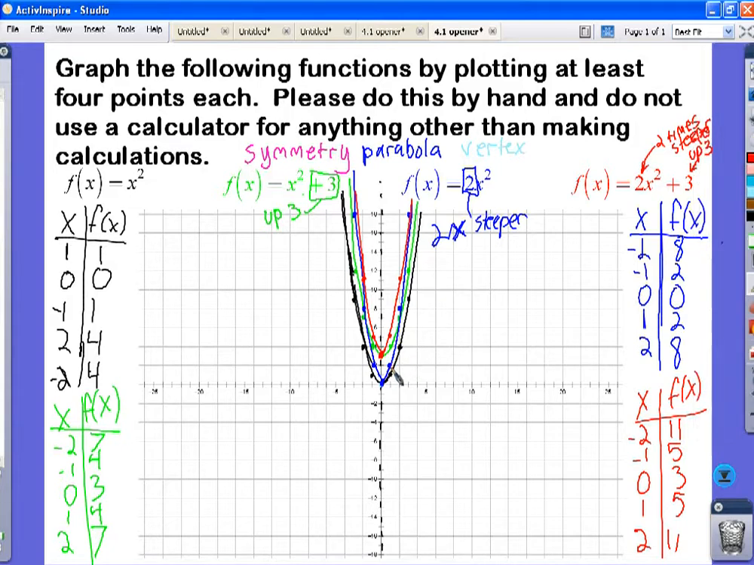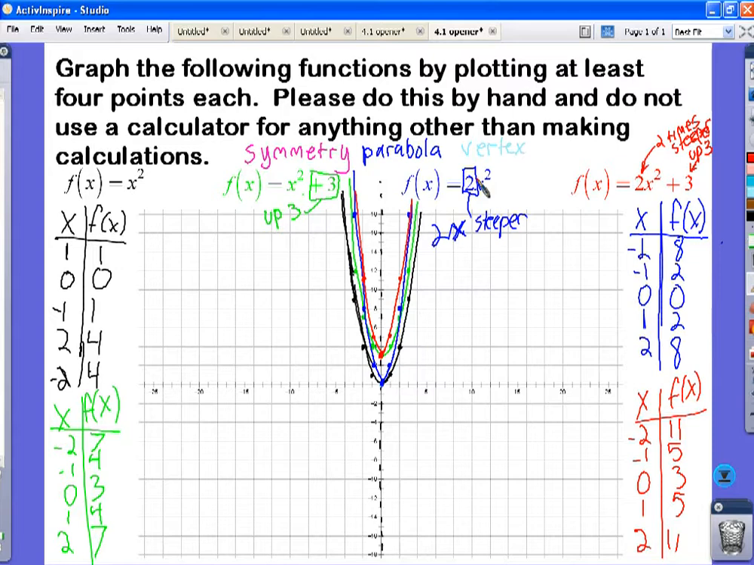Multiplying by 2 makes it steeper because every value is twice as high when you compare it to just x squared. Right? This is twice as high, and this is twice as high. So it's getting bigger faster than the black function, or even the green function. The green function is just as steep as the black one.